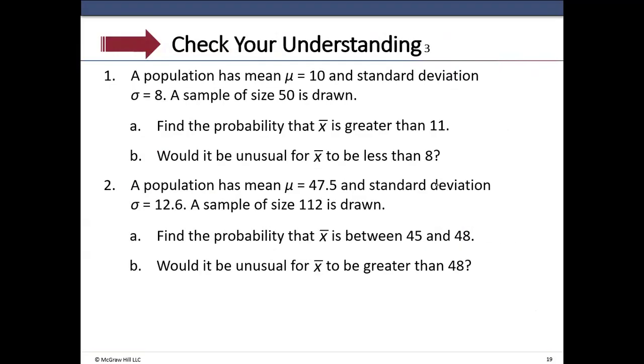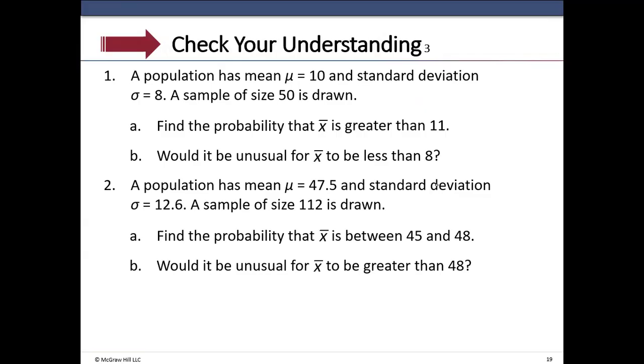Okay. Let's do number 2. Population has a mean of 47.5, standard deviation 12.6, and you are drawing a sample of size 112. So the standard deviation of the sampling distribution will be 12.6, which is the population standard deviation, divided by second x squared, which gives me the square root. Inside the square root, sample size is 112. So the standard deviation of the sampling distribution will be 1.19.